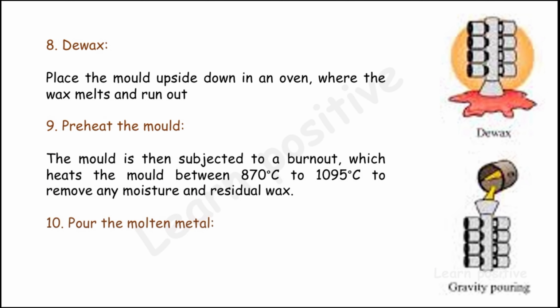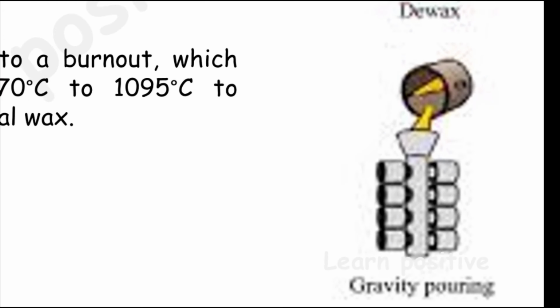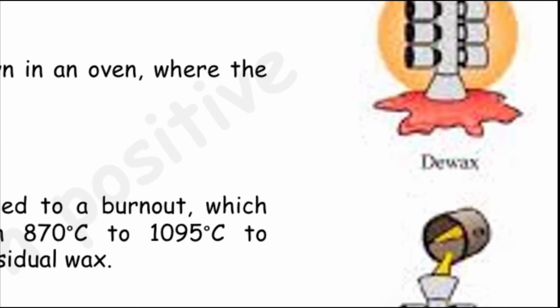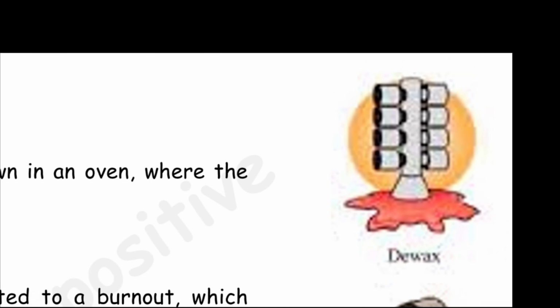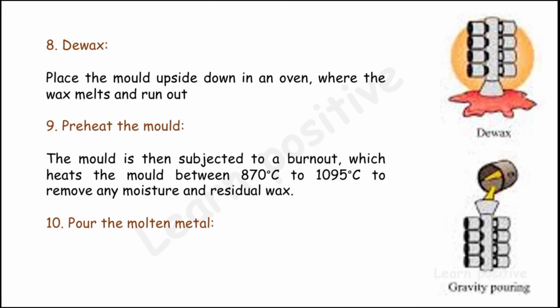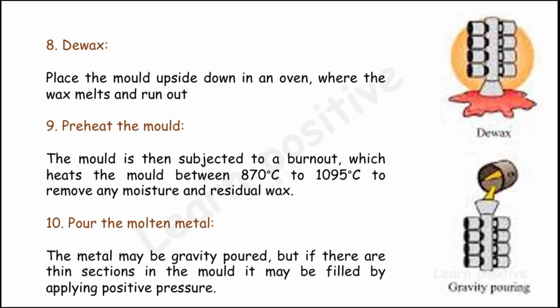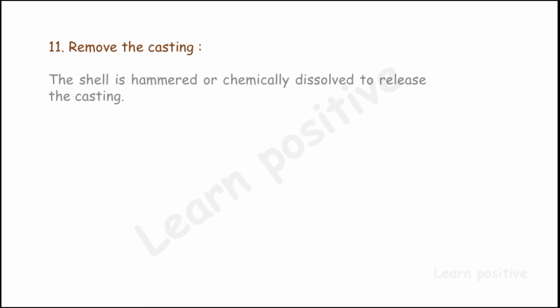And then the 10th point is pouring the molten metal. You can see the image here. After removing the wax in the dewaxing process, now we are going to use the mold for pouring the metal. The metal may be gravity poured, but if there are thin sections in the mold, it may be filled by applying positive pressure.